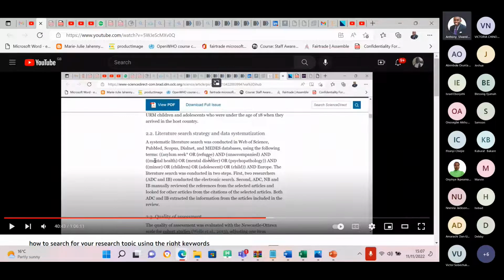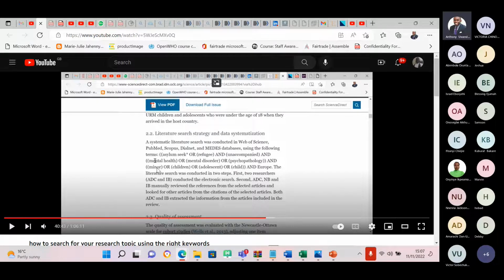So here I'm seeing how they search for mental health. See mental health or mental disorder, psychopathology. See that? By the time I read 3, 4, 5 systematic reviews, I'll be able to get all the keywords I need for my mental health topic. Then look at the one for children.